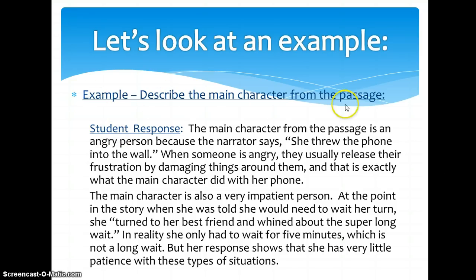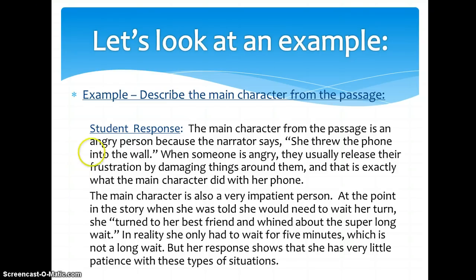Example: describe the main character from the passage. Student response: The main character from the passage is an angry person because the narrator says she threw the phone into the wall. When someone is angry, they usually release their frustration by damaging things around them, and that is exactly what the main character did with her phone.